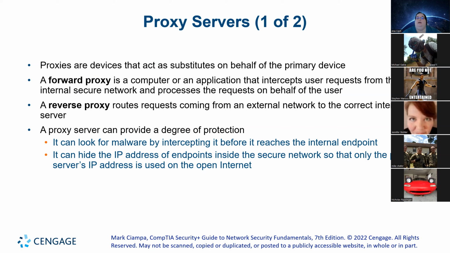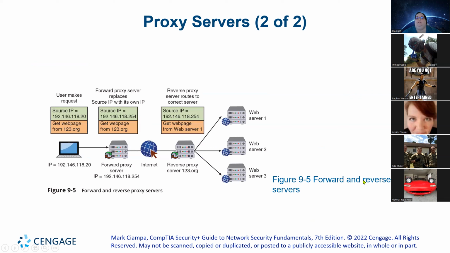A proxy server can provide a degree of protection. It can look for malware by intercepting it before it reaches the internal endpoint. It can hide the IP address of endpoints inside the secure network so that only the proxy server's IP address is used on the open internet. And this is just a nice little graphic that shows your forward proxy and reverse proxy and what that looks like.